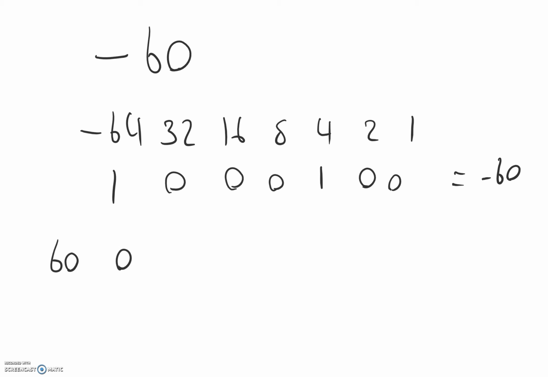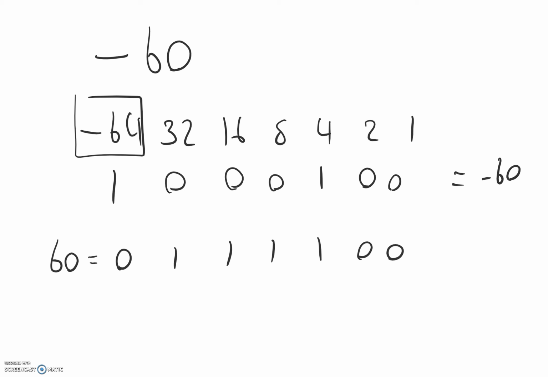Another way, let's start with 60. 60 would be 32 plus 16 gives us 48, plus 8, 56, plus 4, 60. So that is 60, still in 2's complement because I've still got the most significant bit as negative, but that's representative of its positive number.